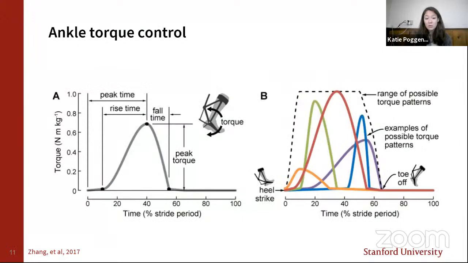The parameters that we chose defined a stride-based ankle torque control profile. Those parameters are peak time, so the time to reach the peak magnitude, rise time, the time from the onset of torque to that peak time, fall time, the opposite, and peak torque magnitude. So these 4 parameters can produce a wide variety of control patterns, as shown on the right.